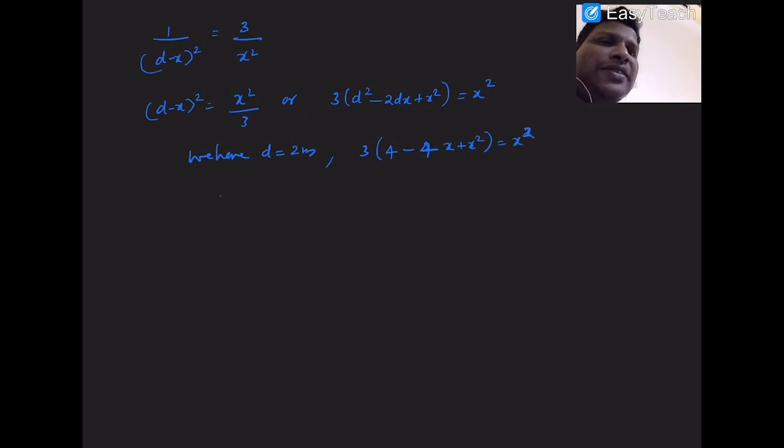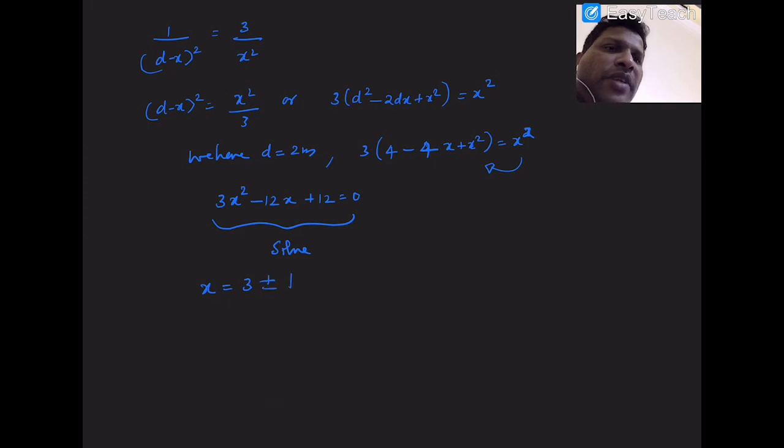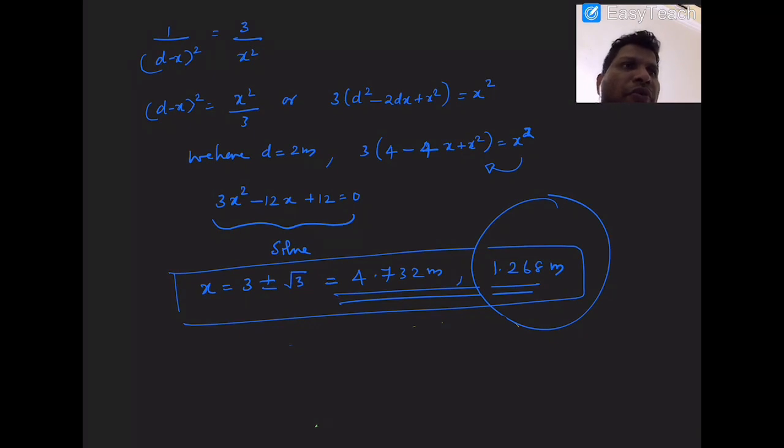So we will get it as 3x square. If you simplify this, you can move x square to the left side: 3x square minus 12x plus 12 is equal to 0. So you can solve this equation, and you will get the value of x as 3 plus or minus root 3, or the answer is 4.732 meter, and you will get another answer as 1.268 meter. So we get two solutions, that means x is equal to 4.732 meter and 1.268 meter.